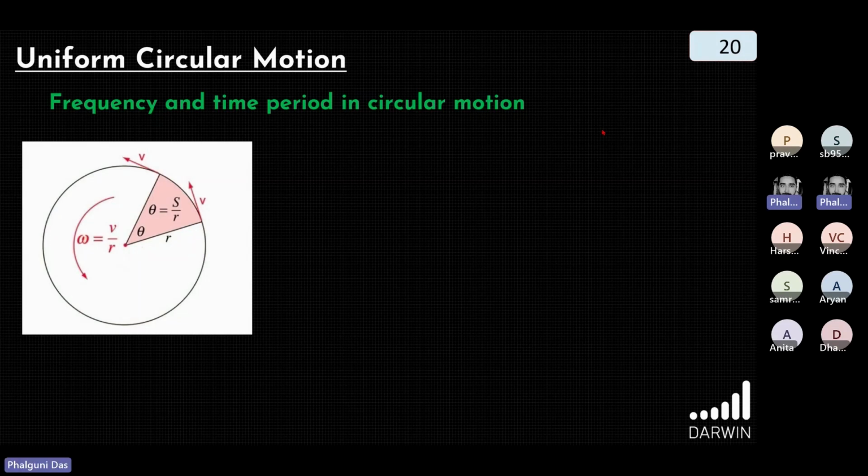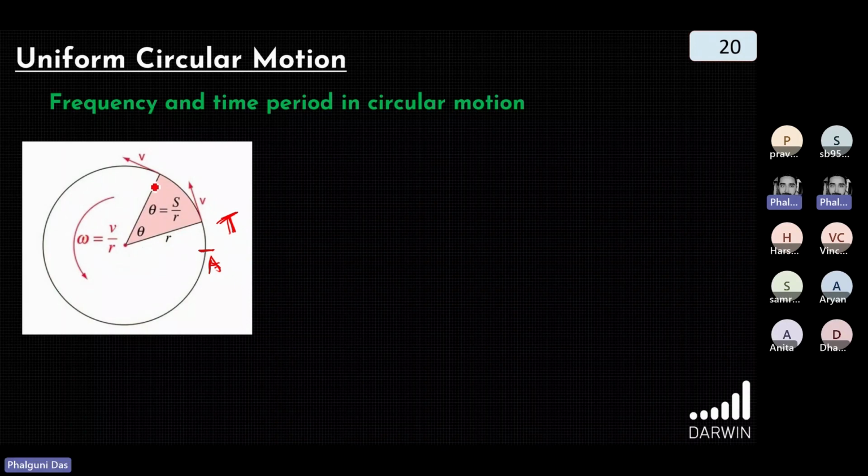Time period is defined as the time taken by the object in one full rotation. That means suppose an object is moving in a circular motion, it starts from point A, and after a whole rotation, it returns to point A. So the total time it takes to move from A and come back to A again is called time period. Since time period is simply a time, it has a unit of second. Its dimensional formula is T.